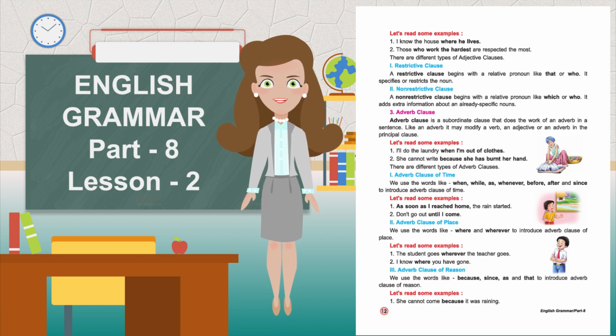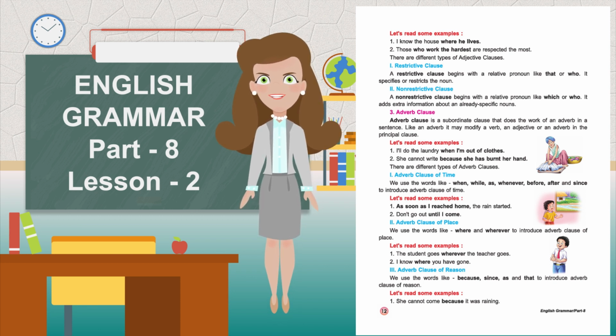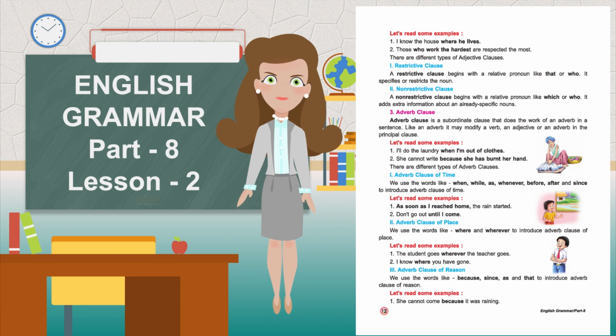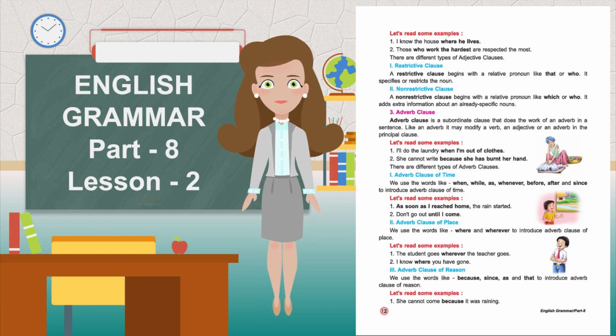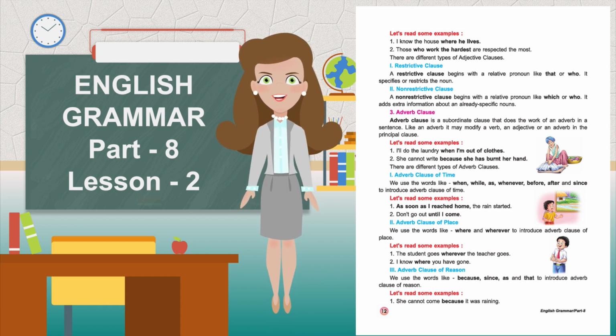First, restrictive clause. A restrictive clause begins with a relative pronoun like that or who. It specifies or restricts the noun. Second, non-restrictive clause. A non-restrictive clause begins with a relative pronoun like which or who. It adds extra information about an already specific noun.